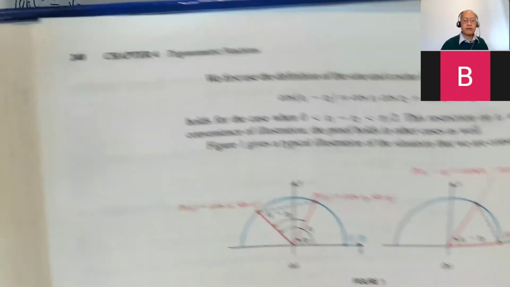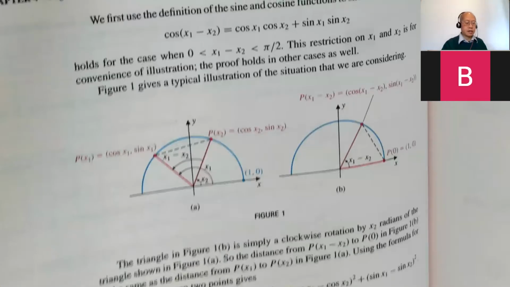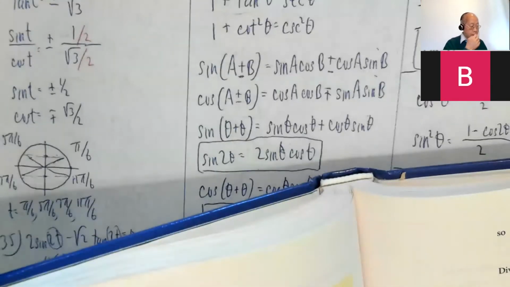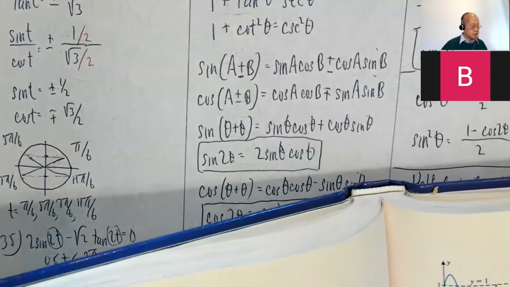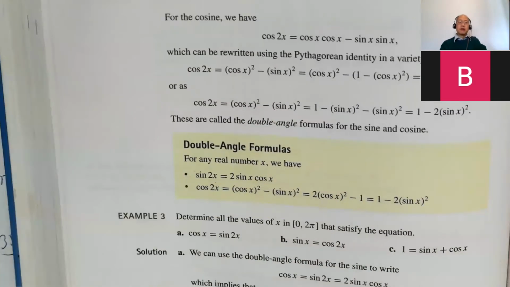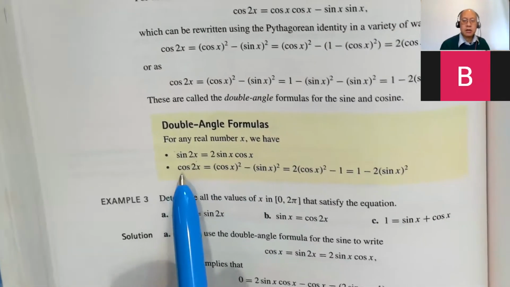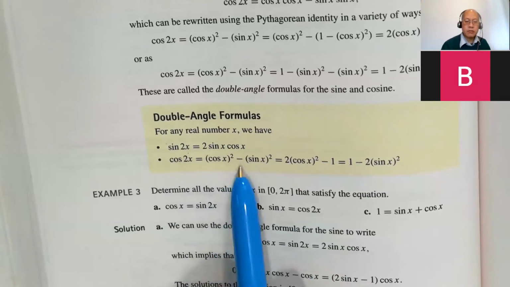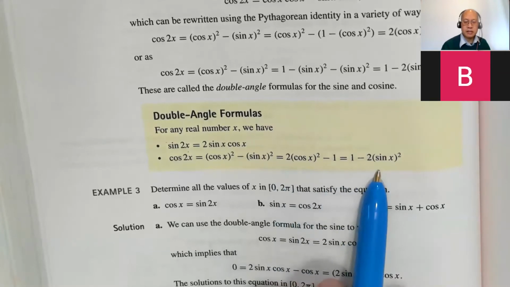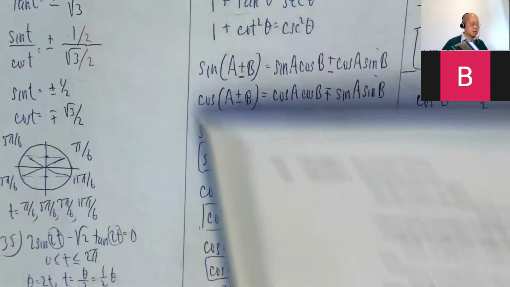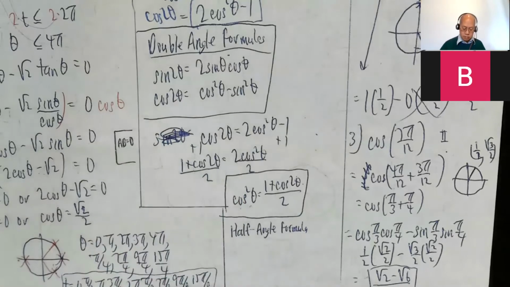Okay, the text actually goes over a derivation of this cosine of a sum or difference on page 240. You can look at it or not. And then let's see the double angle formulas. Page 244: sine of 2x is 2 sine x cosine x; cosine 2x is cosine squared minus sine squared, or 2 cosine squared x minus 1, or 1 minus 2 sine squared x. So again, that's the same as what I did, but this is a little bit more compact, I think. Right here.